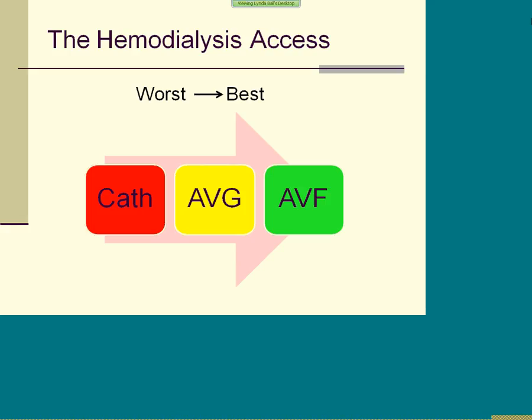Then, of course, the graft is in between. And we'd rather have somebody with a graft than have a catheter, but then, of course, if at all possible, we want our patients to have AV fistulas because there's less morbidity, there's less mortality, and they last a lot longer than the other access types.